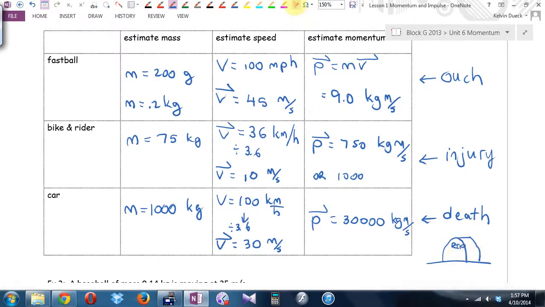Right? Probably. Absorbing 30,000 kilogram meters per second all at once, probably not going to happen. Absorbing 1,000 kilogram meters per second all at once, most of us could pull it off, but it wouldn't be pleasant. Absorbing 9 kilogram meters per second, bring it on. It's going to hurt. But as long as you don't hit me anywhere special, like in my temple, in my head, I'm probably going to be okay. Right?